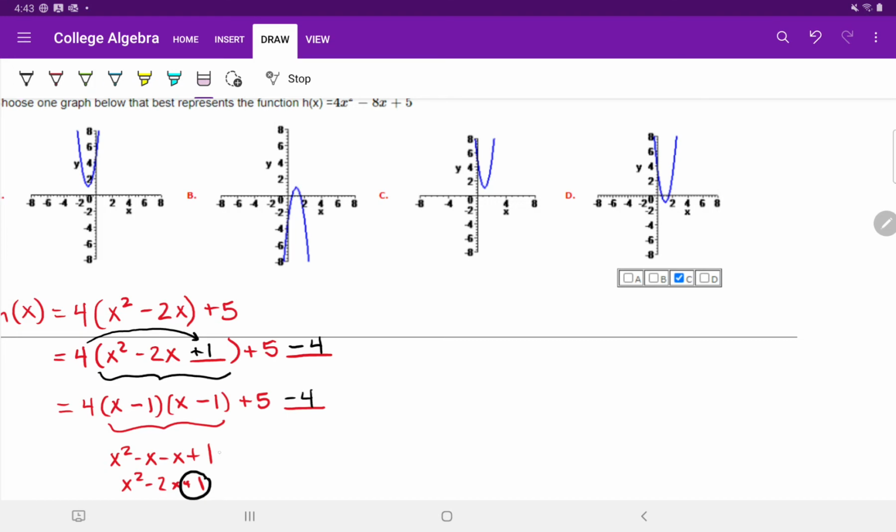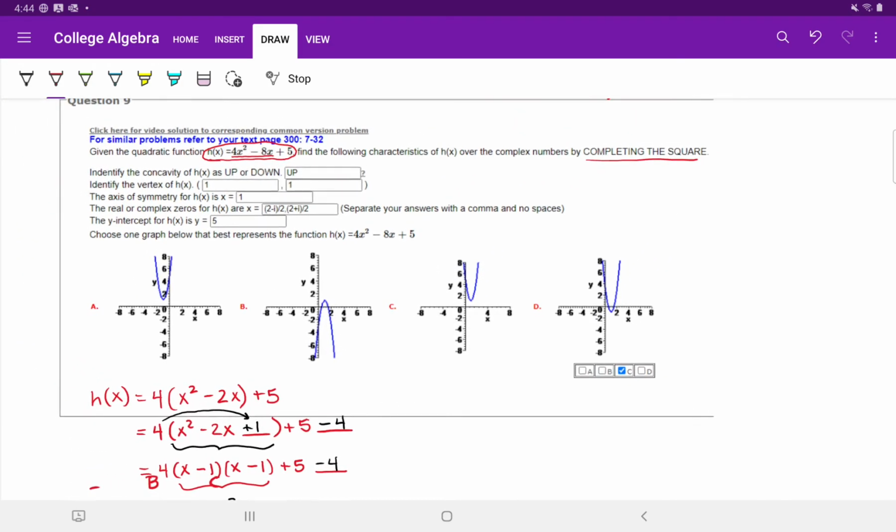So erasing some scratch work. And we're going to rewrite this as 4 times x minus 1 squared plus 1. This is my standard form. So I can actually gain a lot of information from this form. I can find my a, my b, and my c, which gives me information about the vertex, the axis of symmetry, things like that.